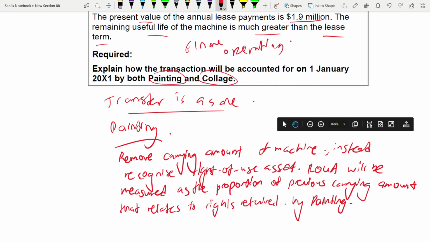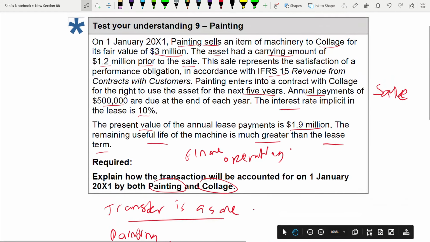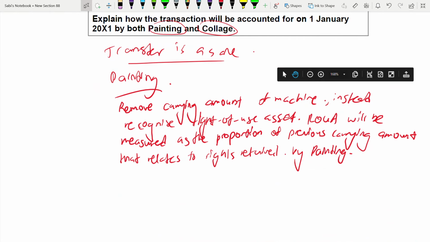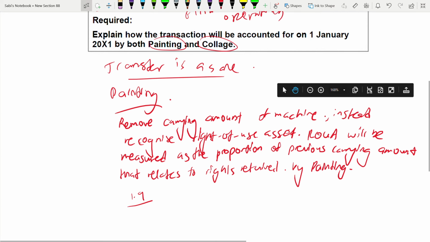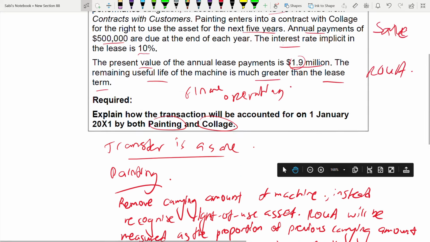So what is the carrying amount? Here, present value of annual lease payment. This you have to take as right of use asset, because we told right of use asset is equal to lease payment if there is not any direct cost or anything like that. So 1.9, this is your right of use asset, present value. So 1.9 divided by, this is your right of use asset, but as a proportion of the previous carrying amount.